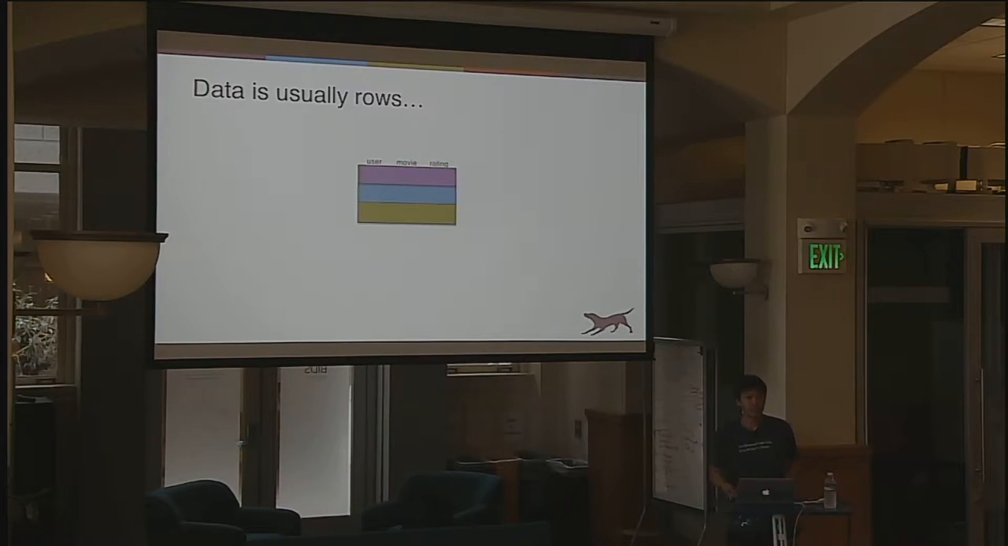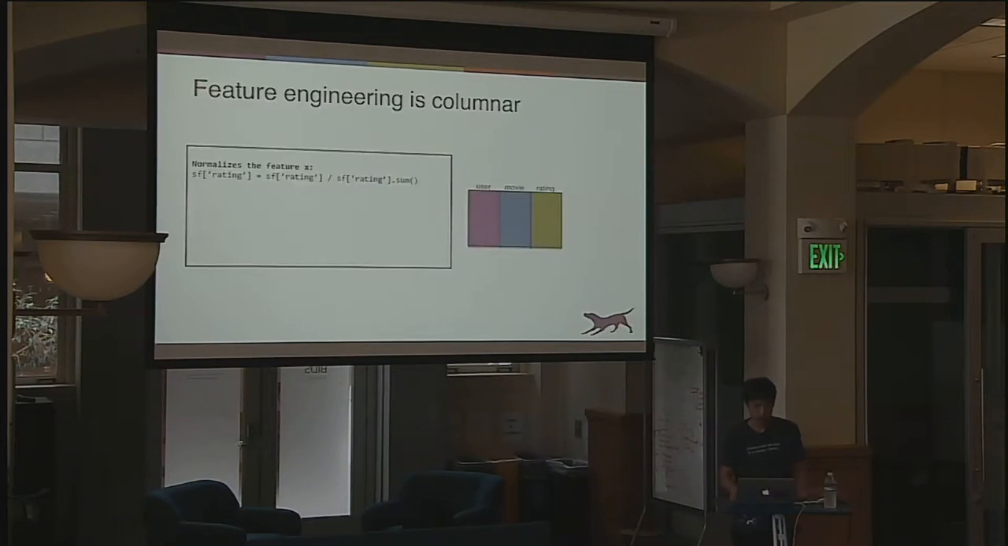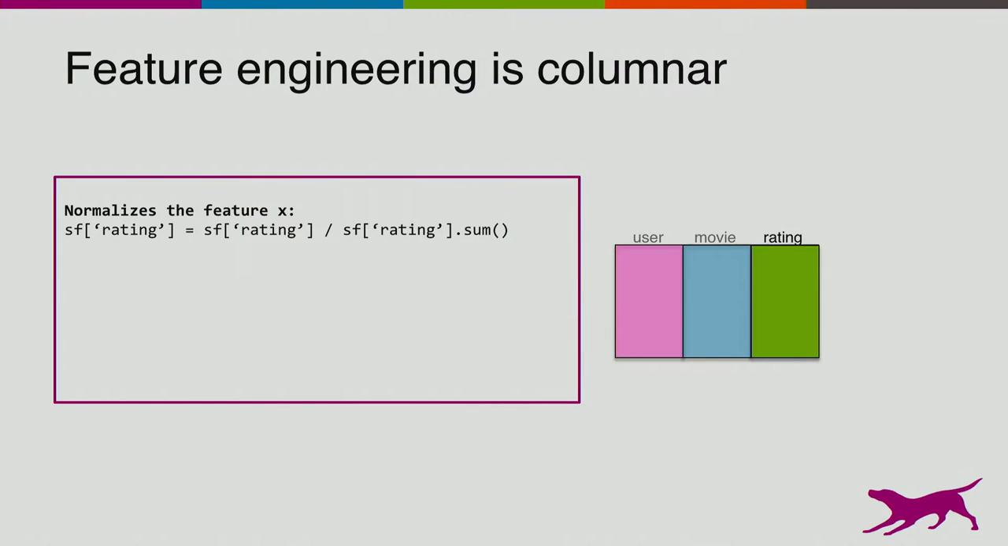So your data usually begins with tables, rows inside tables. For example, Netflix data, a user movie rating is a row, a record. However, when you deal with data, doing data engineering or cleaning up, typically you're doing columnar transformations. For instance, we can take the rating column and divide by the total sum to normalize it.